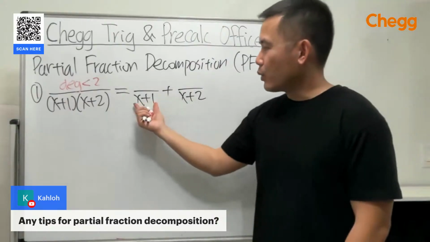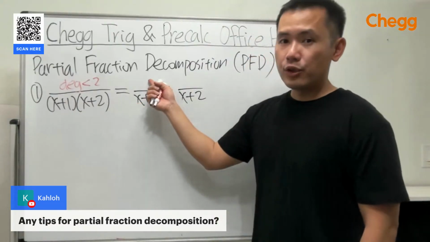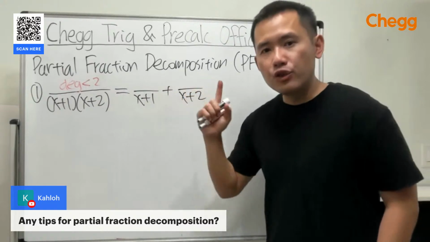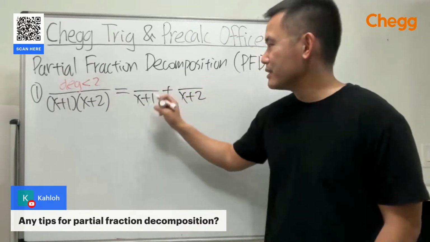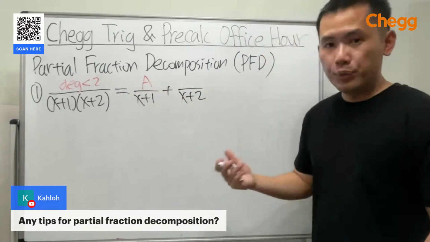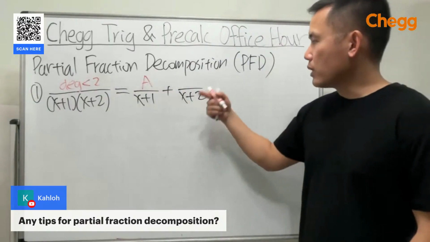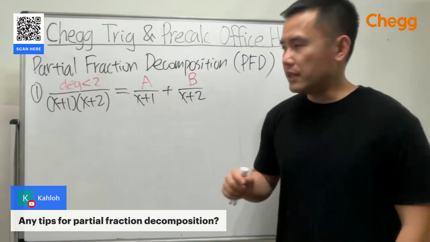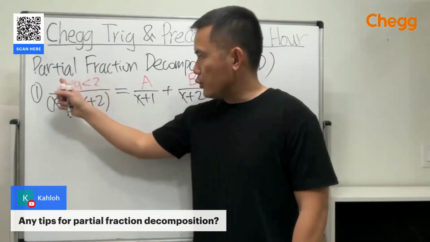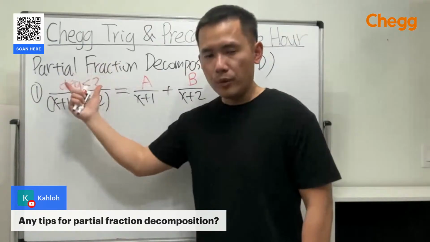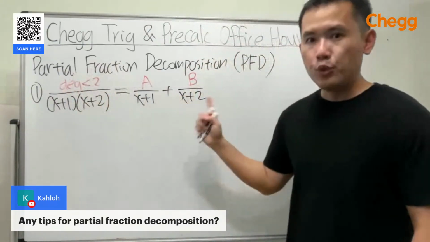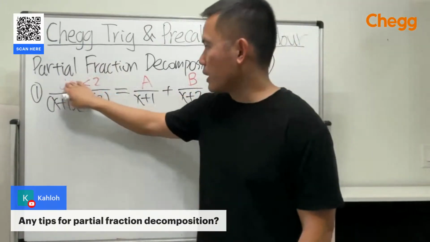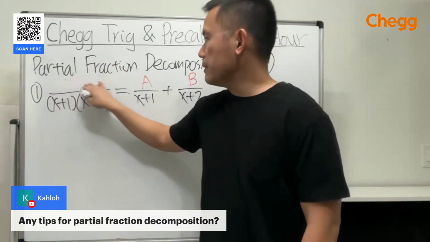Now, when you have a linear, then the top is just going to be a constant. It's going to be 1 degree less than the bottom. So the top is just a constant. We put it as A. For this one, same thing, but it will be a different constant most likely. Now, here's the deal. As long as the degree on the top, that polynomial, is less than 2, this will be your setup. It doesn't matter what it is. Right? It doesn't matter what it is.